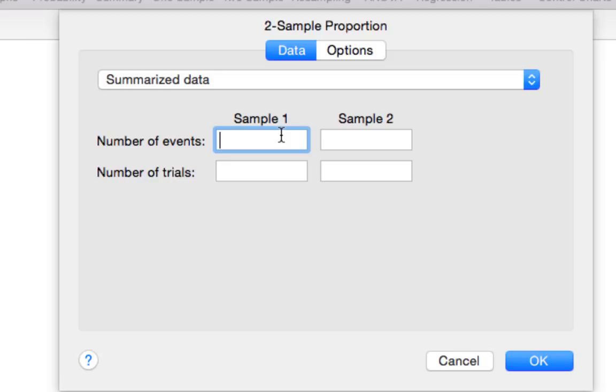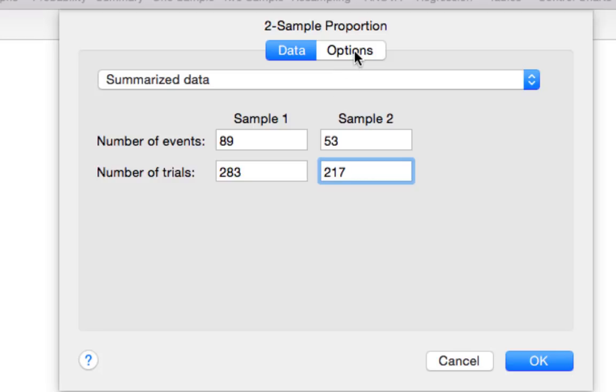Sample 1 we'll say is our females, because we were computing the difference in females minus males. There were 89 females that said yes, they own wearable technology, out of 283. Sample 2 then will be our males. There were 53 out of 217.